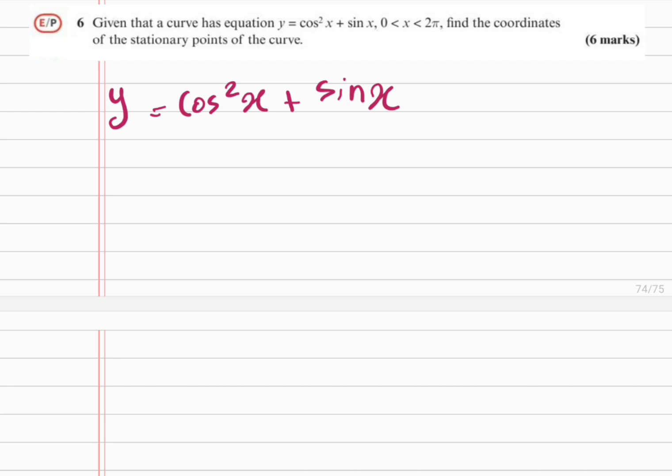and then we can set that equation of the first derivative equal to 0, and the solutions to that are going to be the x coordinates of the stationary points, and then we substitute the x coordinates into the equation of the curve to get the y coordinates.